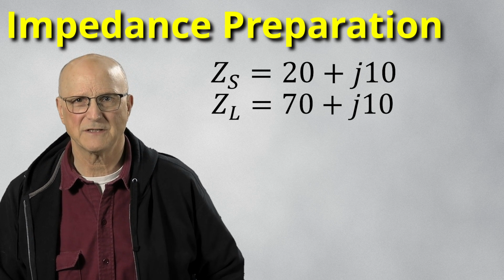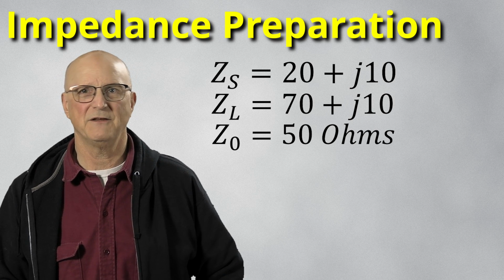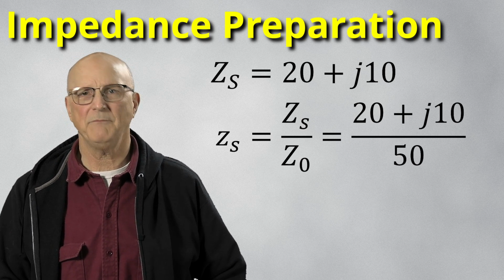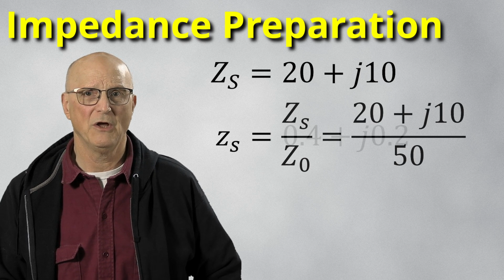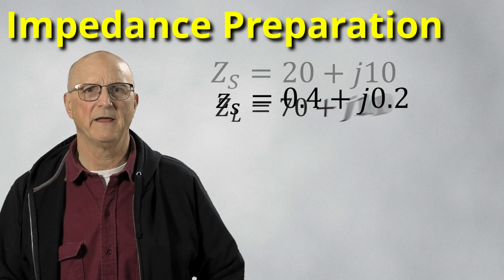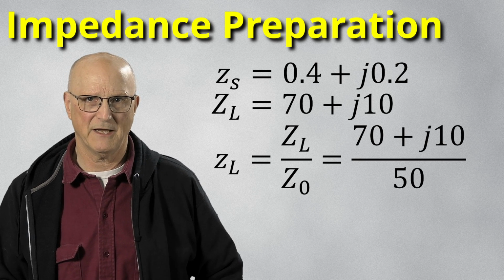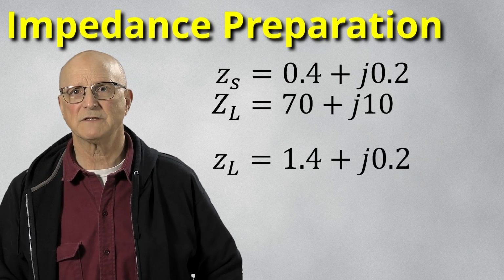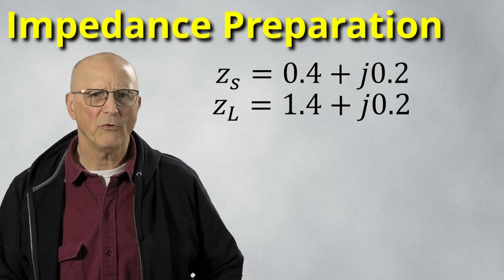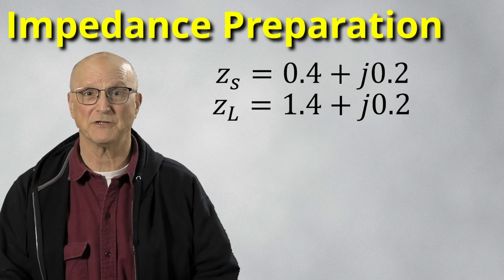Just for convention's sake, I'm going to use 50 ohms as a system impedance Z0. For a normalized source impedance, we would have 20 plus j10 divided by 50, which gives us 0.4 plus j0.2. And for the normalized load impedance, we have 70 plus j10 divided by 50, which gives us 1.4 plus j0.2. Both of our impedances are complex, so we have to use conjugate matching.